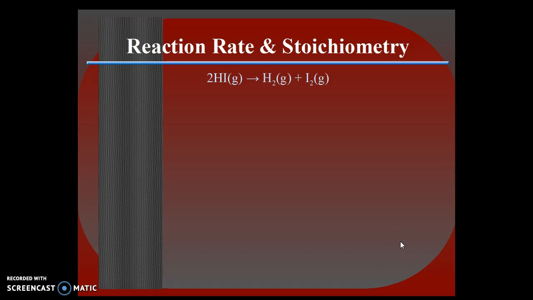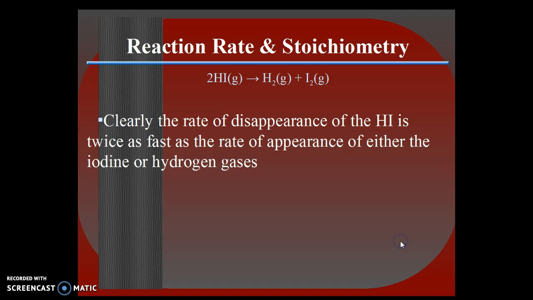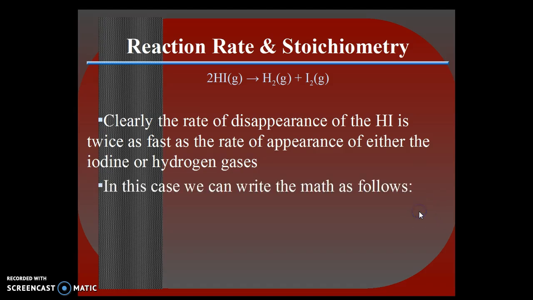Let's take another reaction, the dissociation of hydrogen iodide into hydrogen and iodine elements. Clearly, the rate of the disappearance of the HI is twice as fast as the rate of appearance of either the iodine or the hydrogen gases. So we can write the math differently.